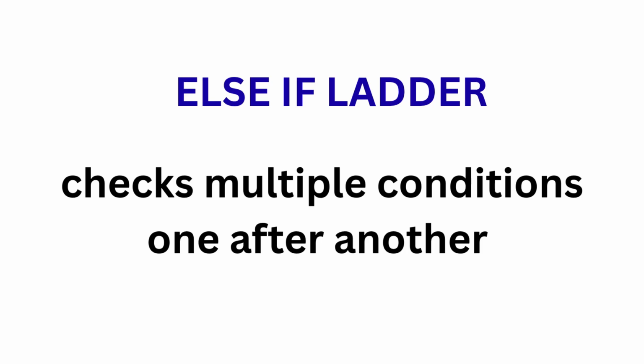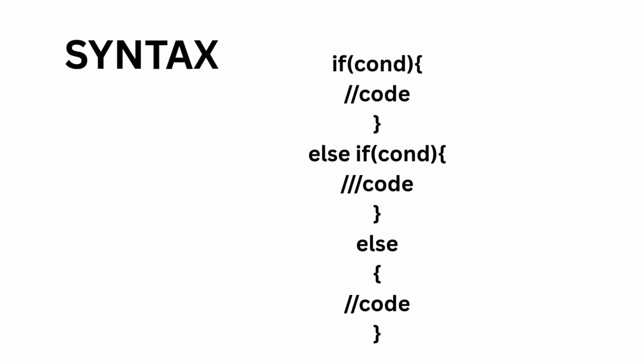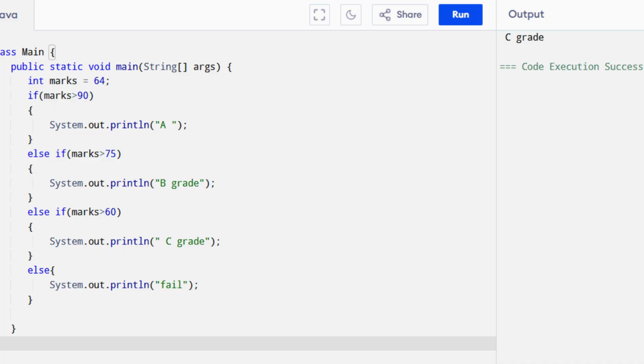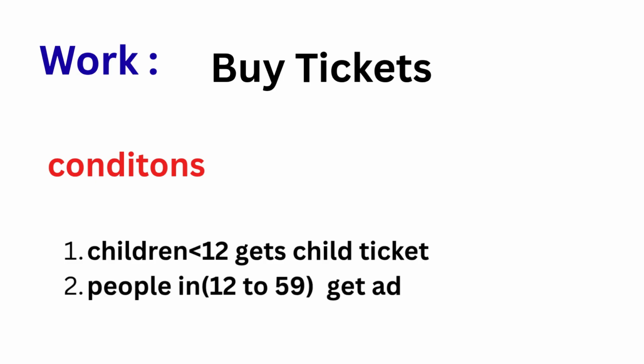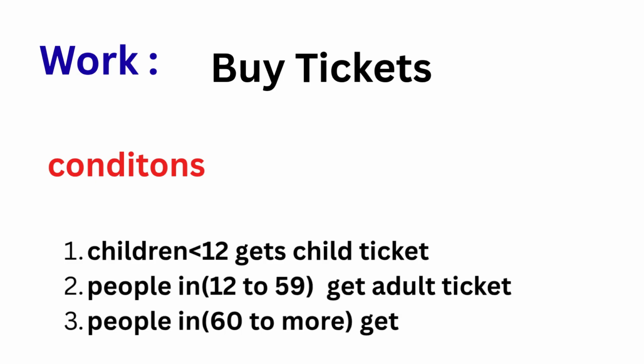Not easily. The else if ladder is used when we need to check multiple conditions one after another. Here is the syntax. Let's write a program by using the else if ladder. This is our program. The output displays based on the conditions. Now you write a program based on a real life example. Suppose you are buying tickets. Children below 12 years get a child ticket. People between 12 and 59 years get an adult ticket. People aged 60 or above get a senior citizen ticket.